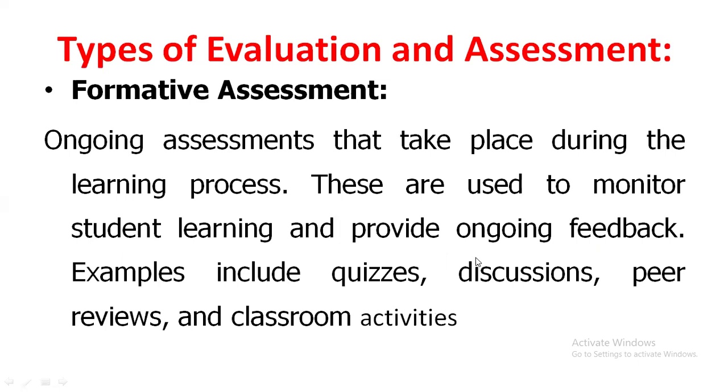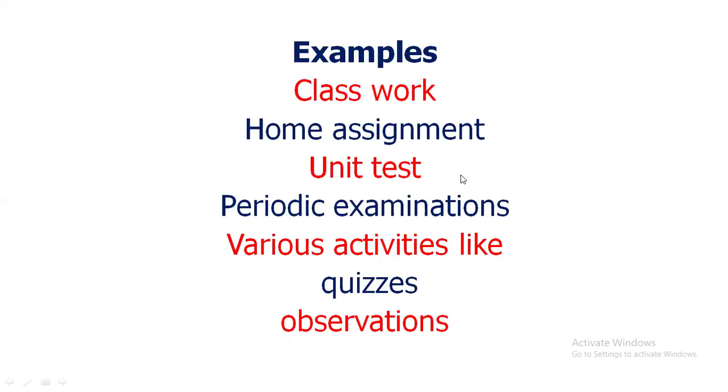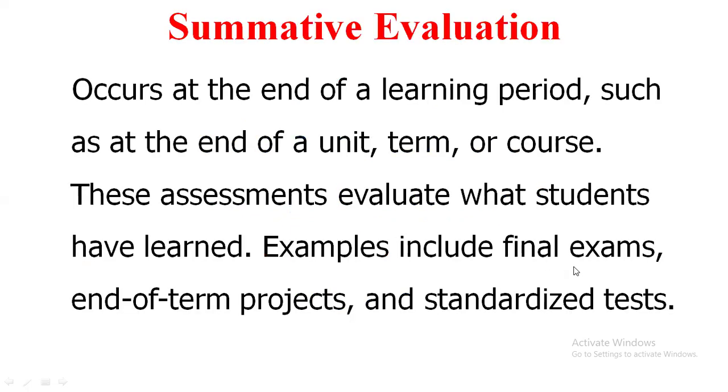Types of evaluation and assessment: formative assessment is ongoing assessment that takes place during the learning process. These are used to monitor students' learning and provide ongoing feedback. Examples include quizzes, discussions, peer reviews, and classroom activities. It is the assessment for learning. It is the continuous assessment system. It provides regular feedback to the learner for improvement. Examples: classwork, homework assignments, unit tests, periodic examinations, various activities like quizzes, observations.